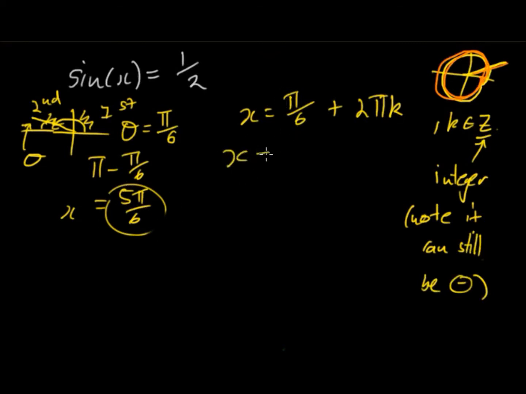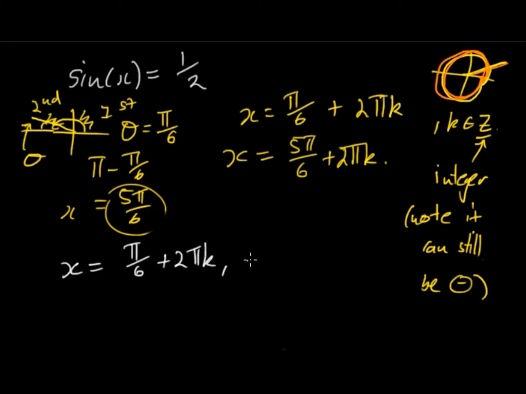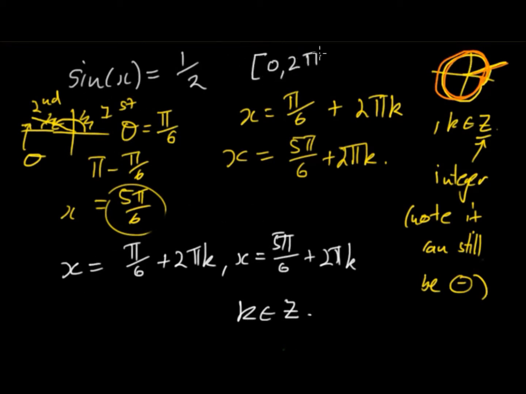And then for 5 pi on 6, we write another one. So x is equal to 5 pi on 6 plus 2 pi k. That will do the same thing as pi on 6 and show all the different solutions. Therefore, the solution to sine x is equal to a half is that x is equal to pi on 6 plus 2 pi k, and also x is equal to 5 pi on 6 plus 2 pi k, where k is an integer. And when k equals 0, that gives the solutions between 0 and 2 pi in this case, or more generally, negative pi to pi.